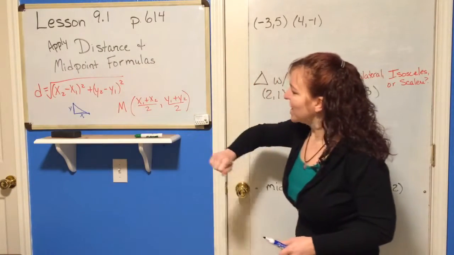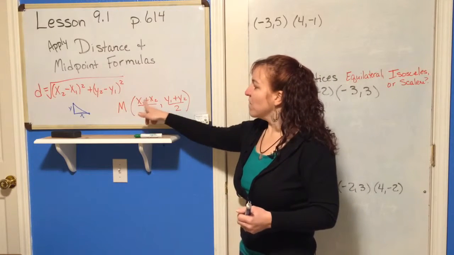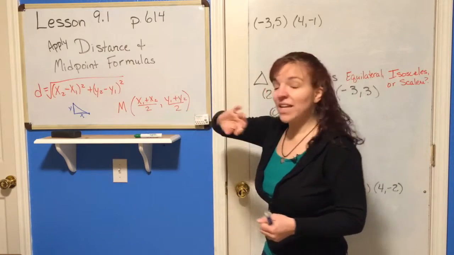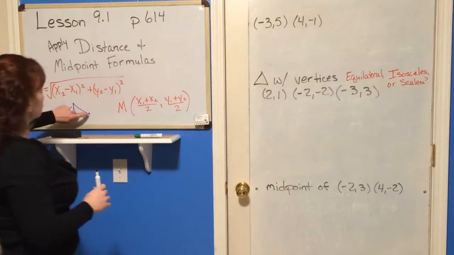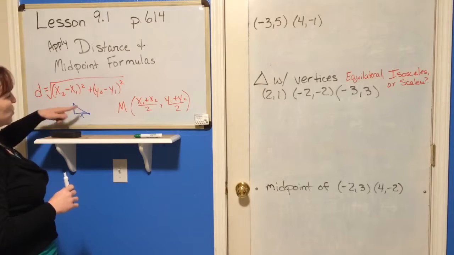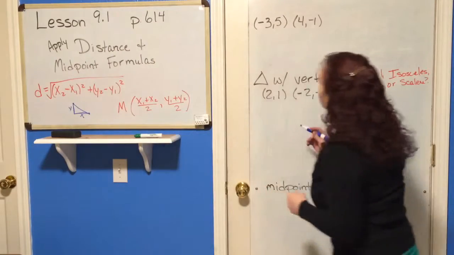So that's what that is. The midpoint formula, remember, is if you add the two x's and divide by 2, and then add the two y's and divide by 2, that gets you to the middle. So if you add your two x's and divide by 2, and then add your two y's and divide by 2, that gets you to the middle of that line. So let's work a couple.